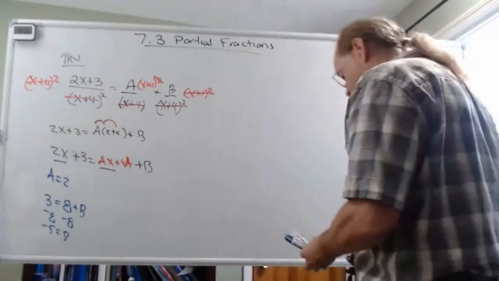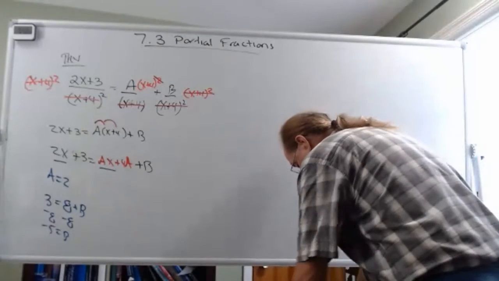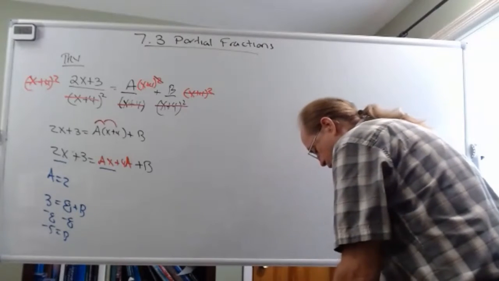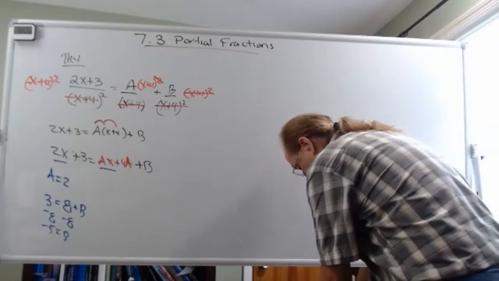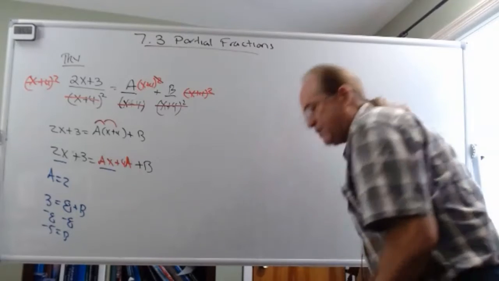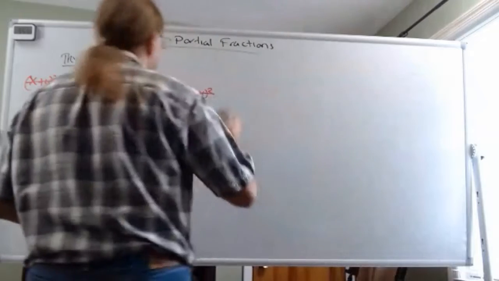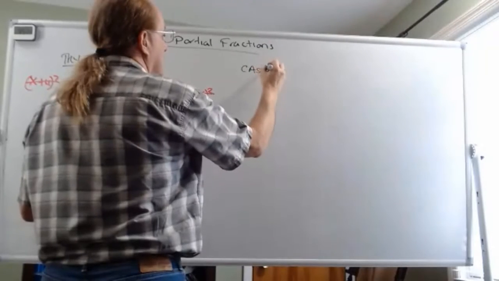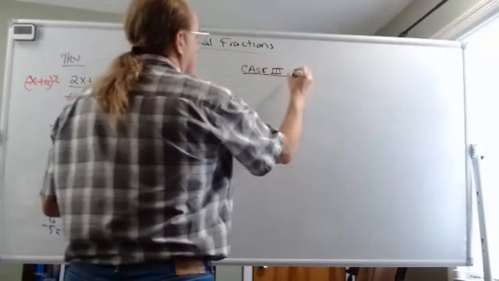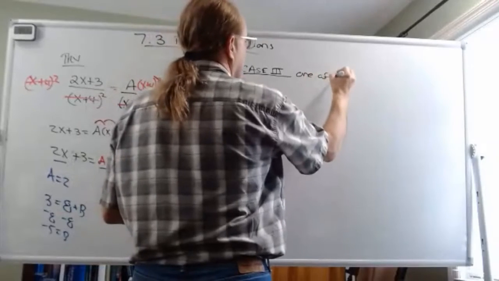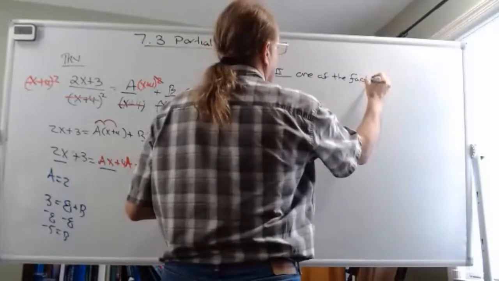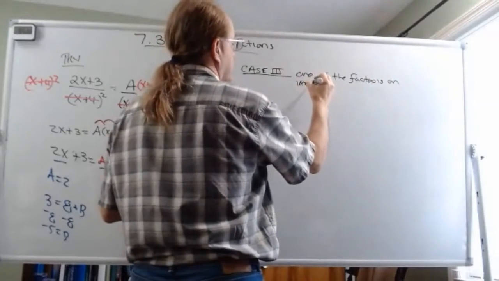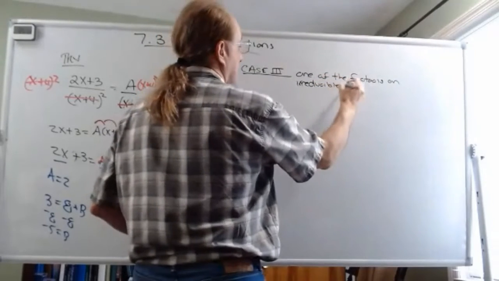Okay, we have one more case. The next one is our case 3, and that is when we have an irreducible quadratic. That means something we talked about earlier that does not factor over the rational numbers. So case 3: now one of the factors is an irreducible quadratic.